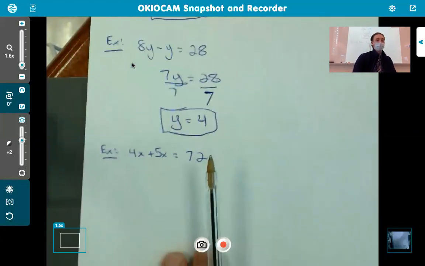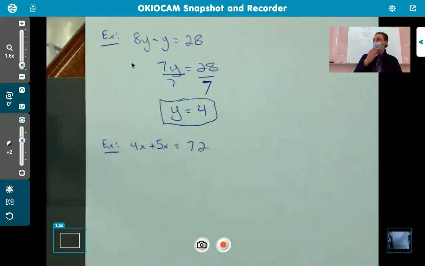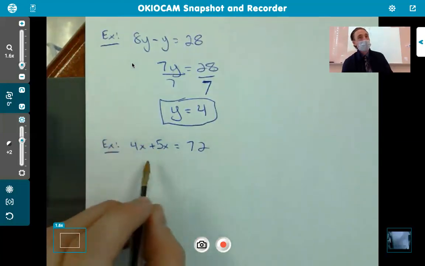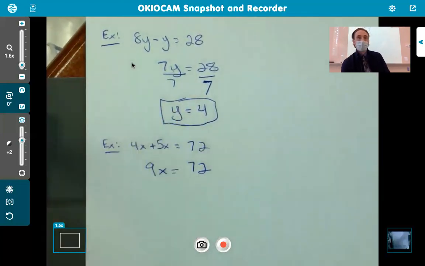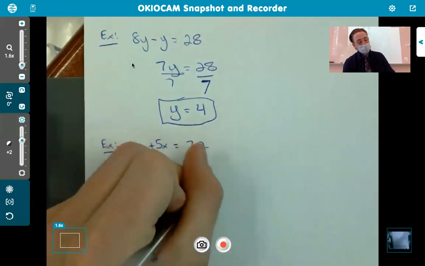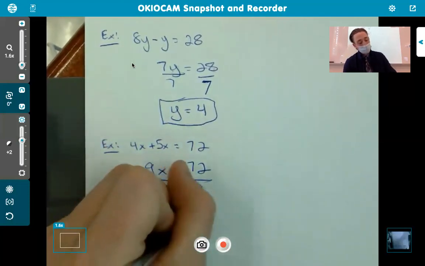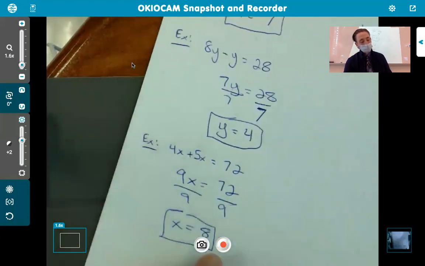Let's do one more example here, because I think by now we probably understand this process, right? So what's the first thing I need to do? I have 4x plus 5x equals 72. What's my first step? Add these together, and what do you get? 9x. What do I do from here? Divide by 9. And what's 72 divided by 9? 8. Good.